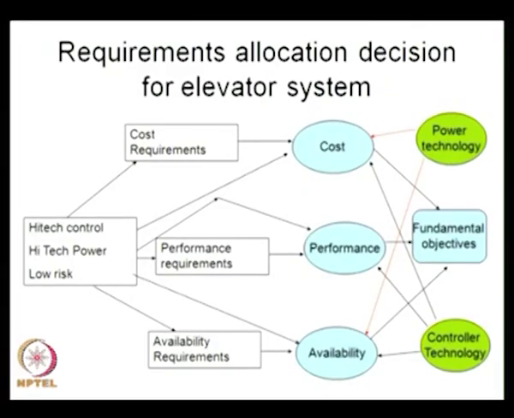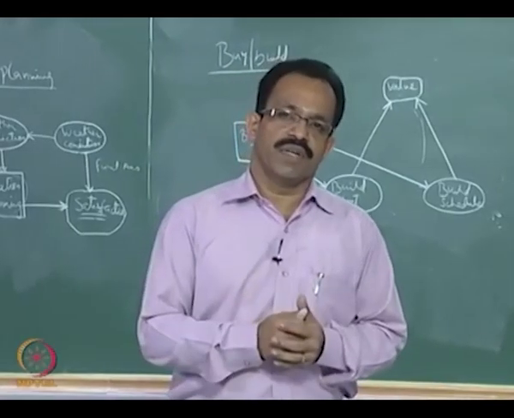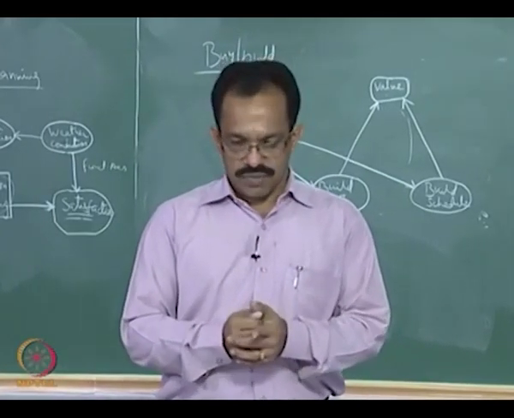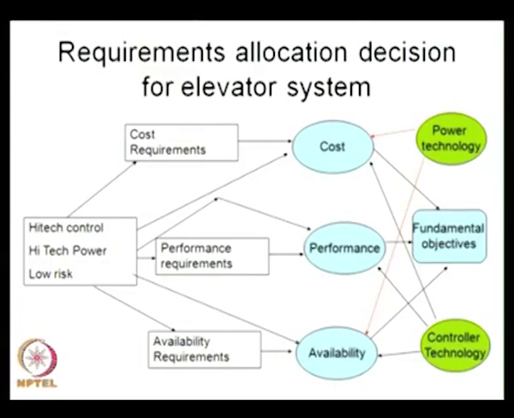This is basically the requirements allocation decision for an elevator system, and we studied the elevator system, and we know that there are many factors to be considered when we design the elevator, and there are many requirements for the elevator. The requirements allocation depends on the particular decision, whether the cost is important or the performance is important, or what the overall objective of the design is. In this diagram, you can see that the designer is looking for high tech control or high tech power, but of course the low risk one. So that is the decision to be made.